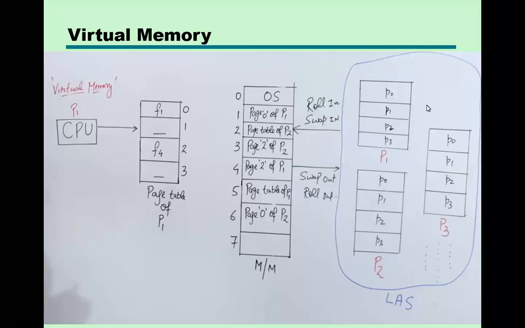Actually, there is a concept of locality of reference. What is locality of reference? Locality of reference is used in virtual memory. For example, suppose your CPU wants page number 1. What we will do is copy P0 as well as P2 into the main memory.